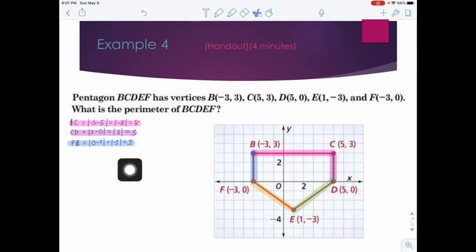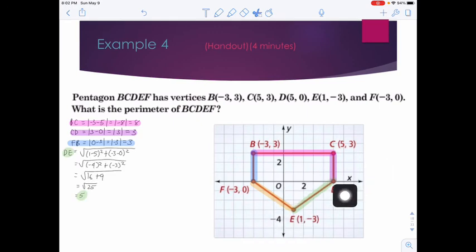Segment FB is also a vertical line segment, so we use the y values 3 and 0 to get the absolute value of 0 minus 3, which is the absolute value of -3, or 3. So the length of segment FB is also 3. We could also have counted for the horizontal and vertical line segments off the graph.